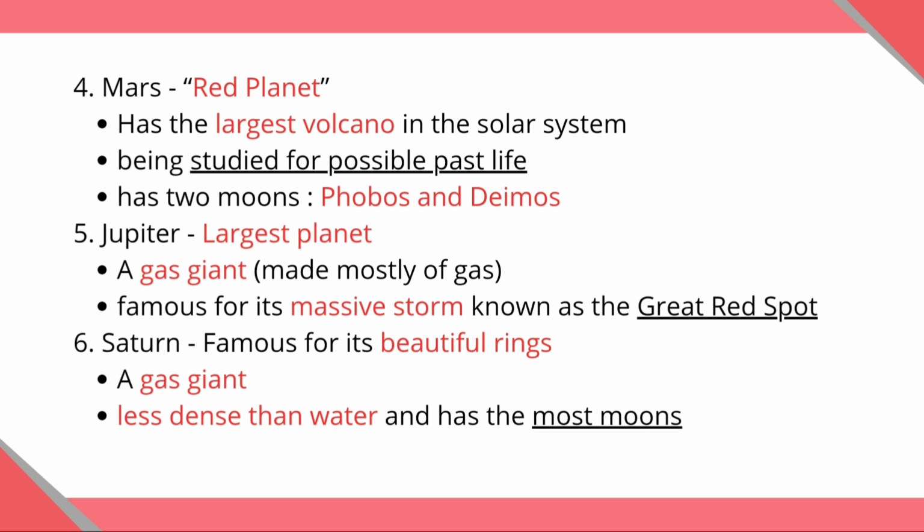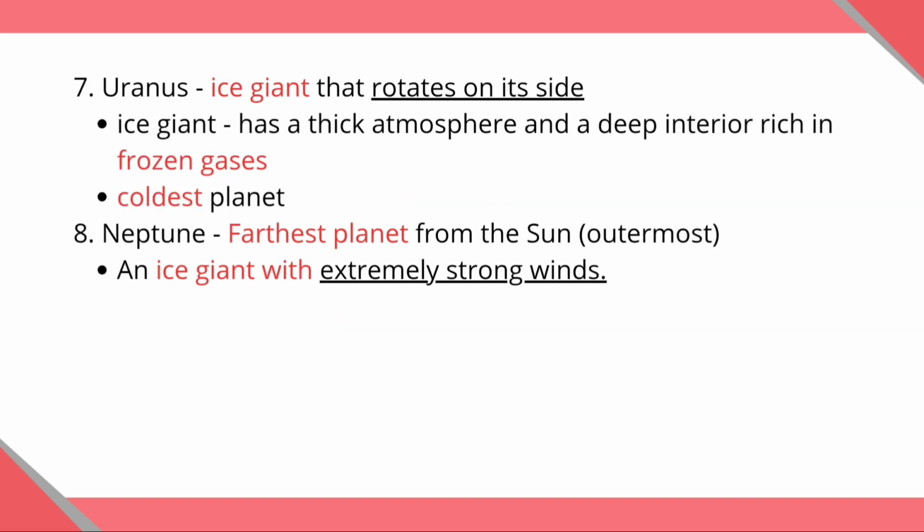The sixth planet is Saturn. It is well known for its beautiful rings, is also a gas giant, less dense than water, meaning it will float on water. And it has the most moons. The seventh planet is Uranus, an ice giant, which means it has a thick atmosphere and a deep interior rich in frozen gases, rotates on its side, and is the coldest planet. And finally, Neptune is the farthest planet from the Sun. It is also an ice giant with extremely strong winds.